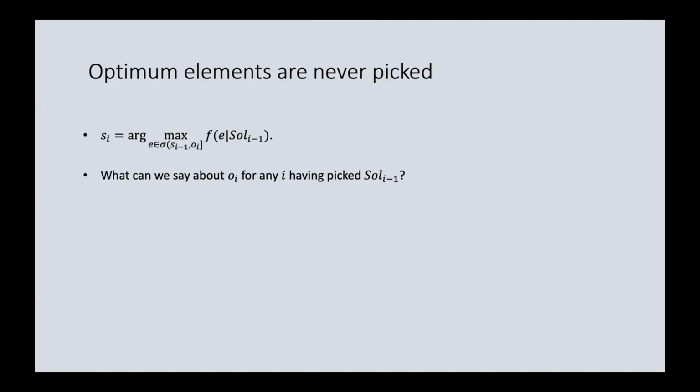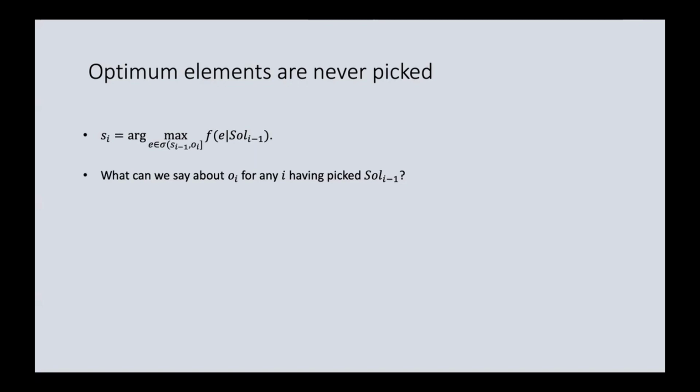So formally, the ith element that is picked by a solution sol is defined to be the element appearing in the stream after S(i-1) up to Oi, which provides us the maximum increase to our function f, given the fact that we have a partial solution of i minus 1 elements. So what can we say about Oi for any i, having picked a partial solution of i minus 1 elements?